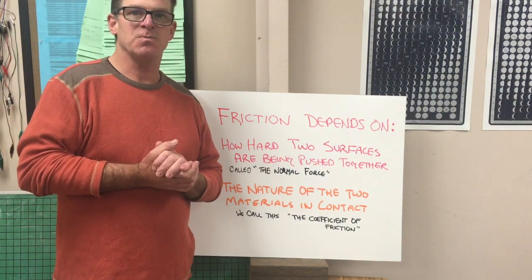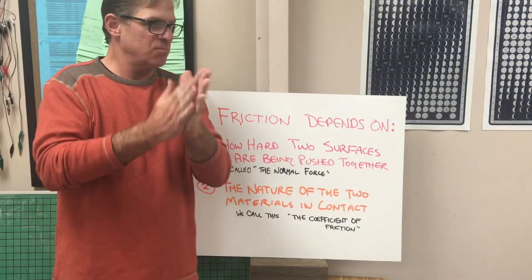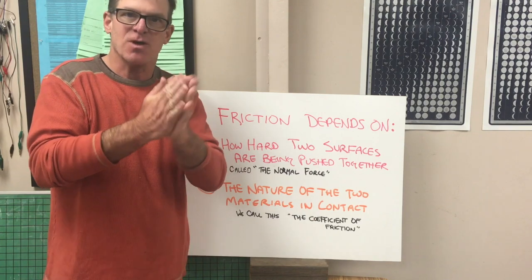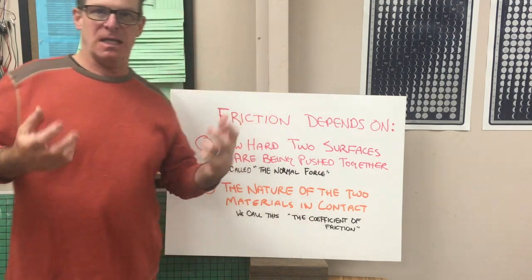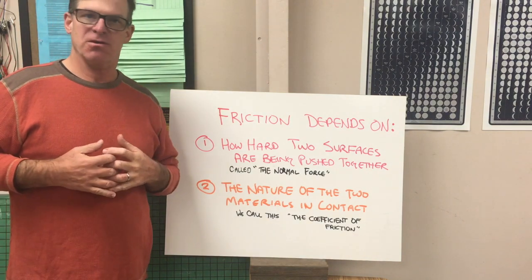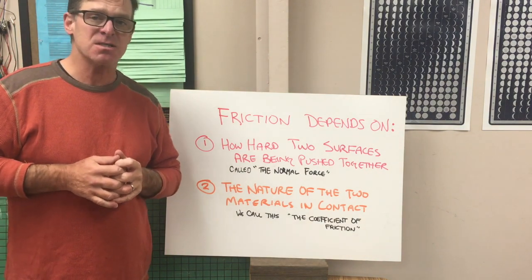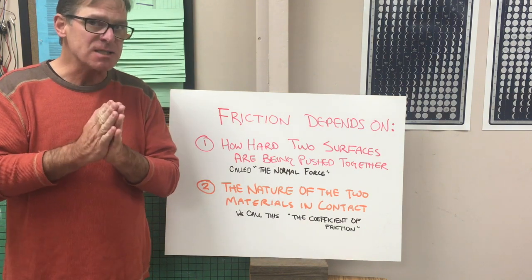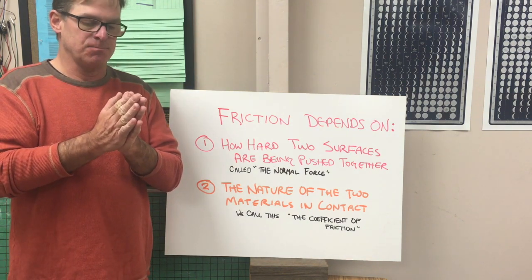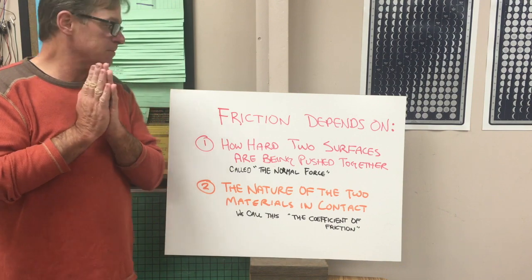Probably anyone who's ever had cold hands has, on some occasion, tried to warm their hands by rubbing them together. In this situation, you're using friction to your advantage. Friction is a force that exists between two surfaces that are in contact, and it depends really on two things.